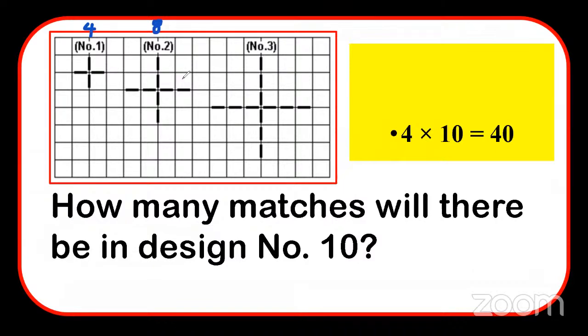4 matchsticks by design number 2, we got 8. So 4 times 1 is 4, 4 times 2 is 8. At design number 3, we're going to multiply 4 by 3 and we get 12. But let's count to make sure that we have 12 matchsticks.